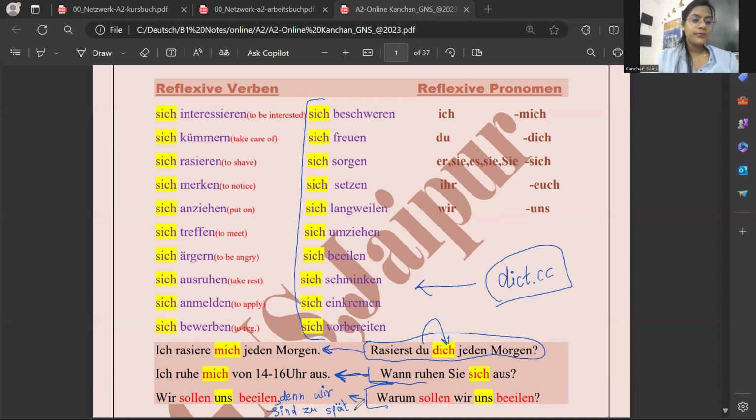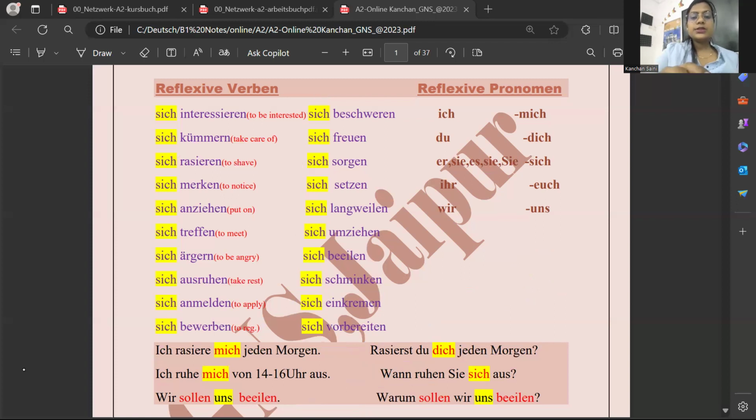Please confirm. Otherwise, we want to do the exercise in the Kursbuch und im Arbeitsbuch auch. Sia, Safa, Ruchi, Arnab, any query? Okay, if you don't have any query, then let me proceed to the Arbeitsbuch.